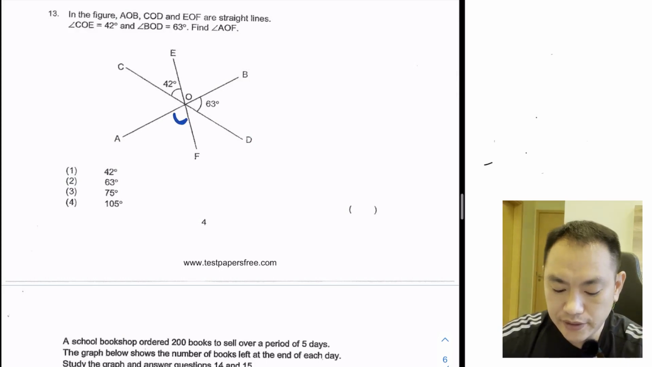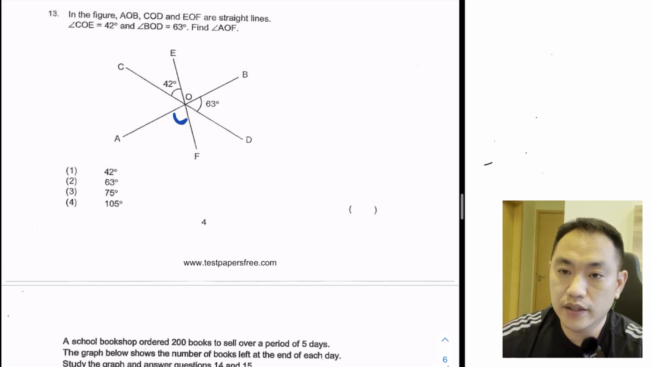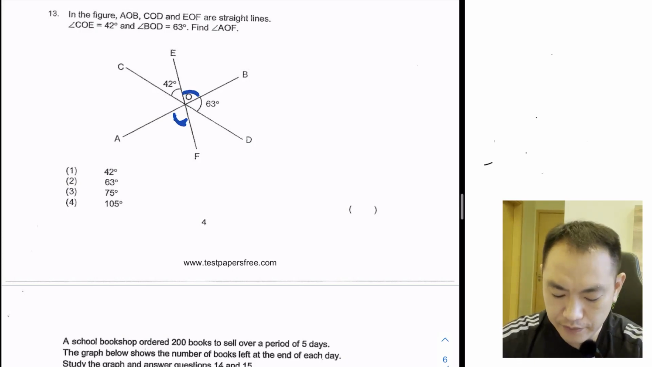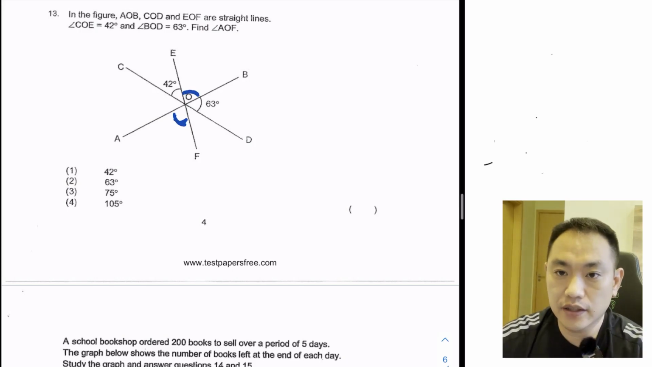Okay, so basically, if they want to find AOF, what's the first principle or theory? If there are two straight lines, then the two opposite angles are the same. Which means this angle here and this angle here are basically the same. The second principle about a straight line is, in a straight line, all the angles add up together to 180 degrees.